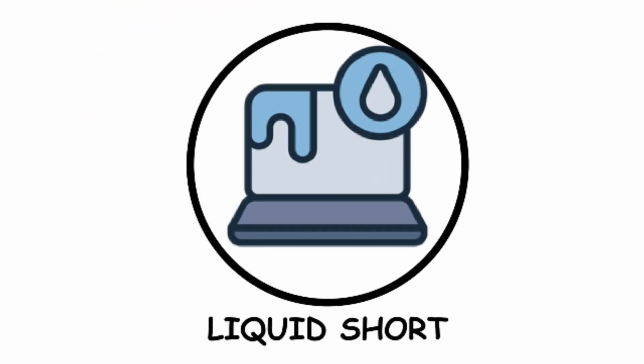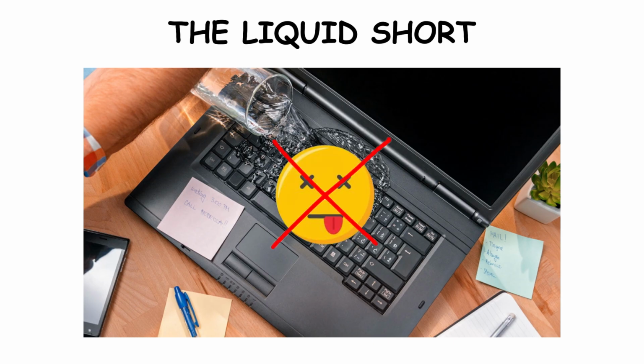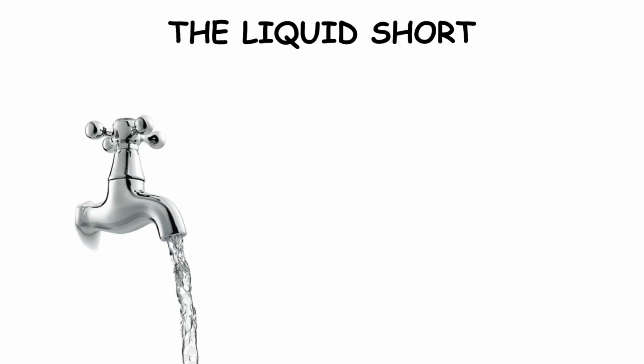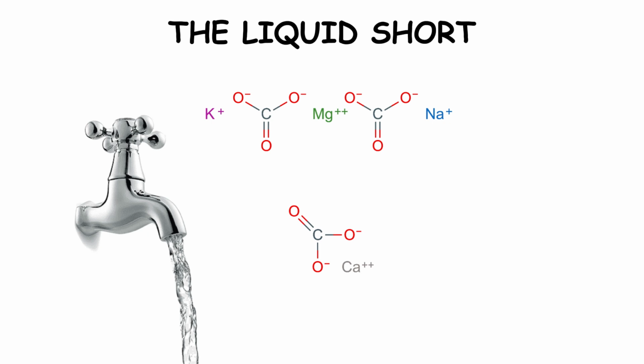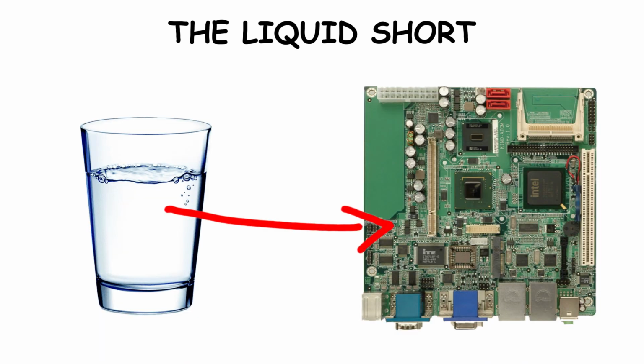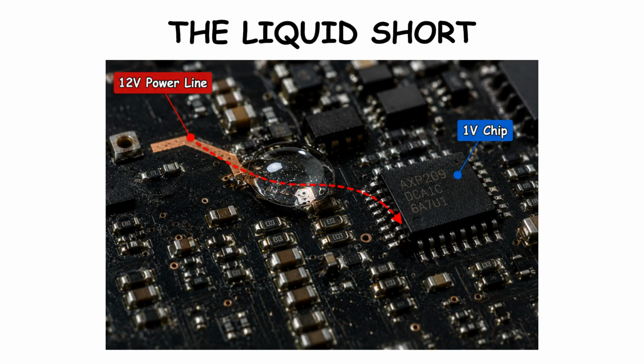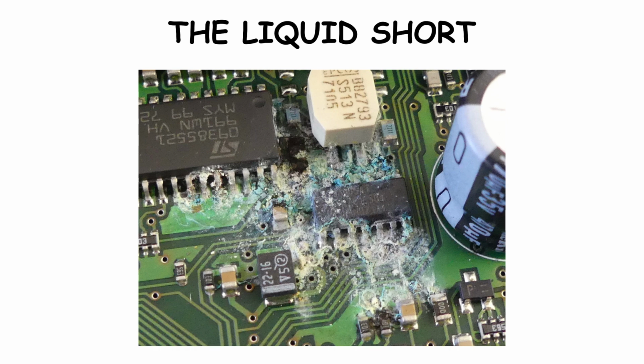The liquid short. Spilling liquid on your electronics doesn't kill the device because water is inherently destructive. Pure water actually resists electricity, but everyday water is full of microscopic minerals and salts. When that liquid hits a live circuit board, those minerals act as an instant, highly conductive bridge between two copper traces. A 12-volt power line suddenly connects straight into a delicate microchip designed for only 1 volt. The chip overloads and fries in a millisecond.